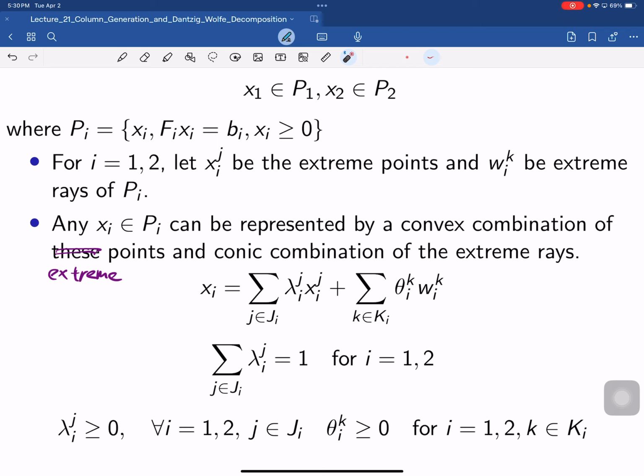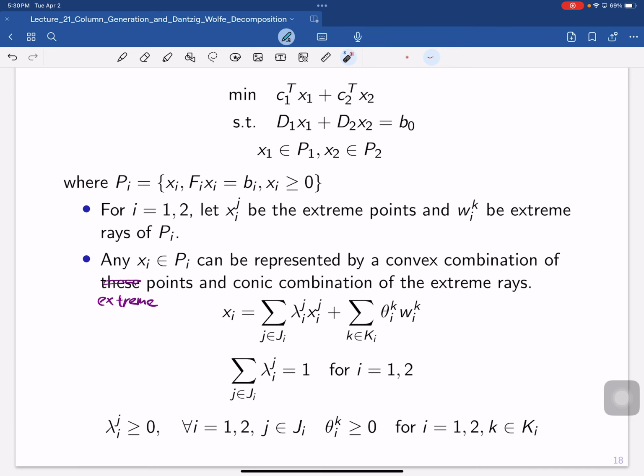Okay, so here I did nothing but restate the Minkowski-Weyl theorem for two polyhedral sets. For each of the polyhedral sets, you can represent x as a convex combination of extreme points and a conic combination of its extreme rays. And for different sets P1 and P2, you will have their corresponding extreme points and extreme rays. Then you can do it separately.